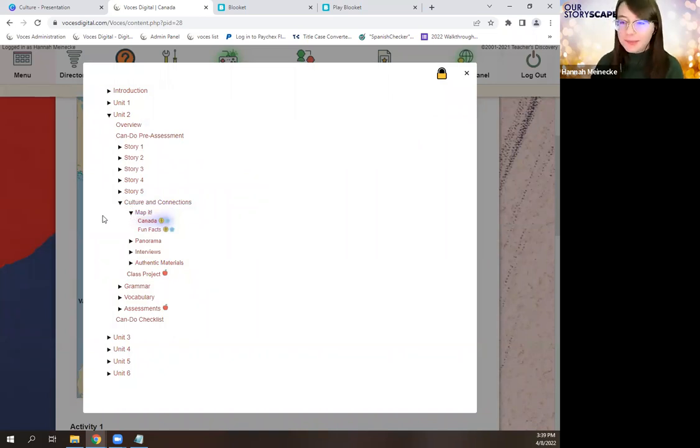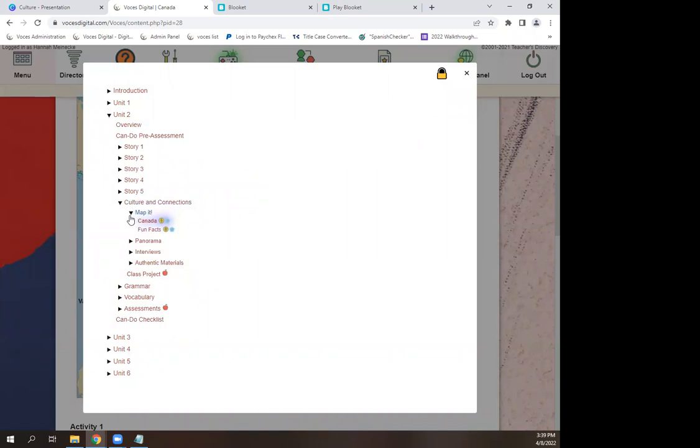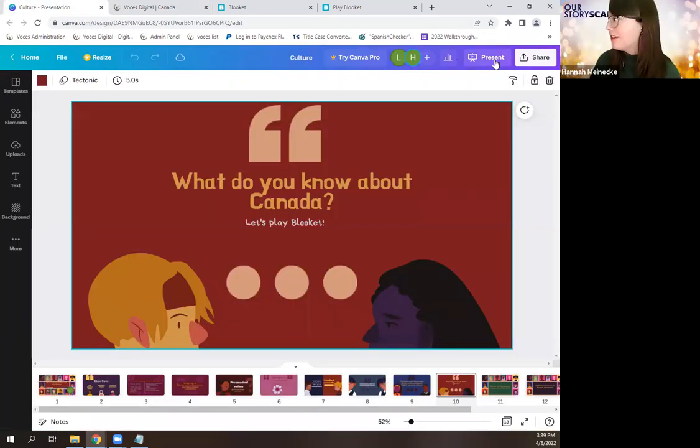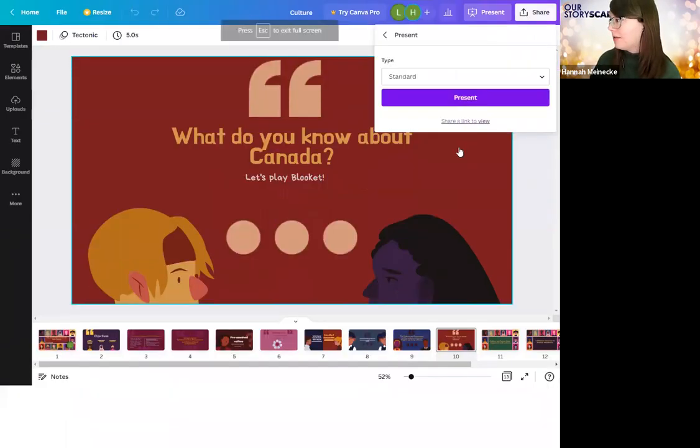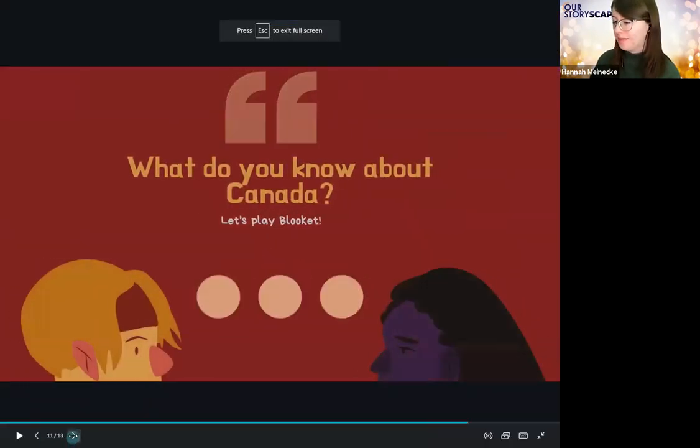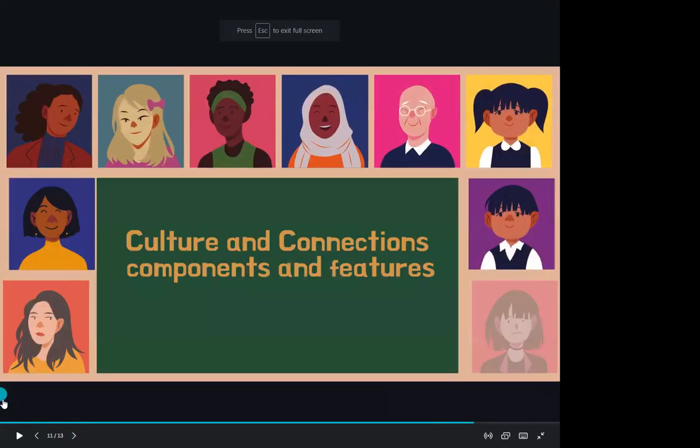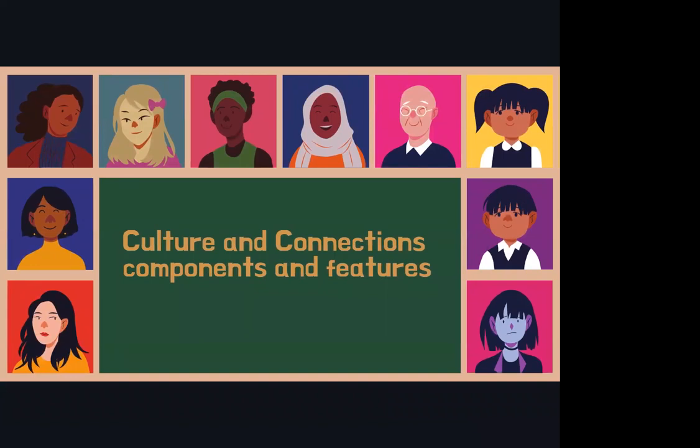Okay, now we're going to go to our next section on the slides. Okay, so we learned so many different aspects about Canada. We went over the culture and connection components and features that we have on our Storyscape. And I'm also going to share with you the additional resources that we have in our Storyscape.